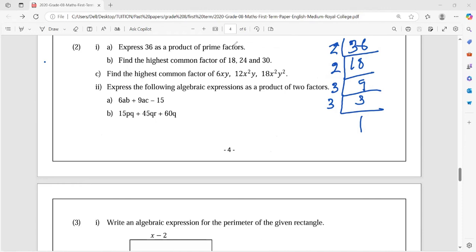Then 36 you can write as a product of prime factors: 2 into 2 into 3 into 3, which is equal to 2 to the power 2 into 3 to the power 2. If you write it like this, you will get all the marks.